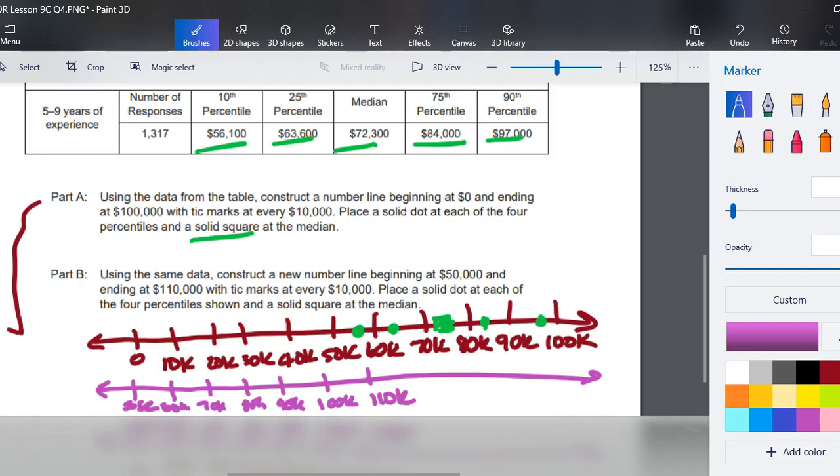They want us to do solid dot at each of the 4 percentiles. So here we go with a solid dot. A solid dot at 56,1, 63,6, 84, and 97. And then a solid square at the median of 72.